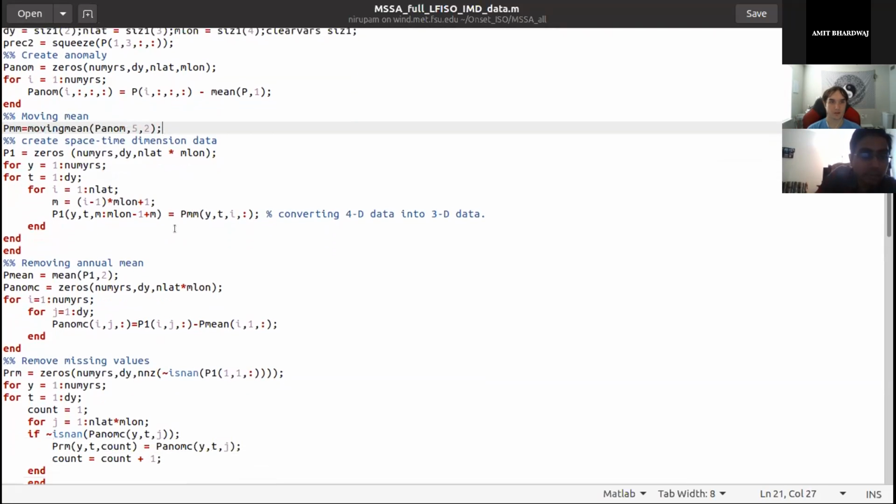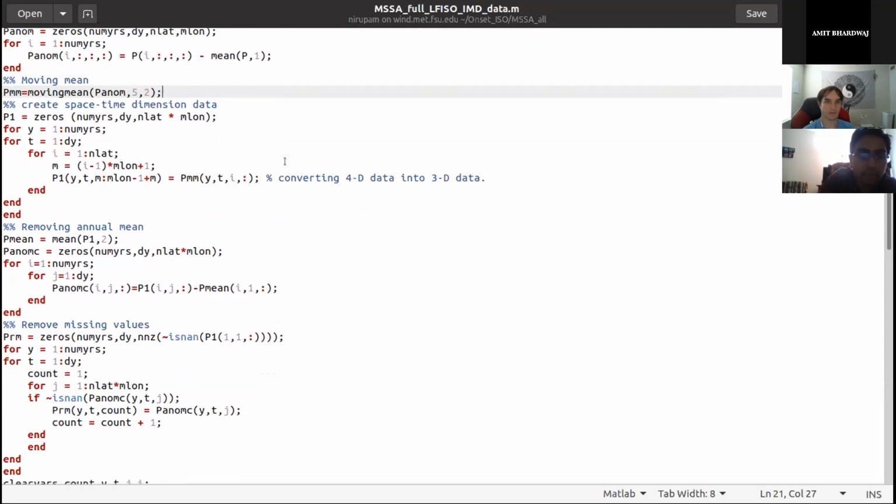Now at this step, what I'm doing is turning the lat-lon data into space data, right? You did that part using a Fortran code, I think. Yes, that's basically done here. So 4D data means num years, the total number of years, dy is day, nlat is the number of latitudes, and mlon is longitude. It's reshaping the 4D data into 3D, turning it into time by space.